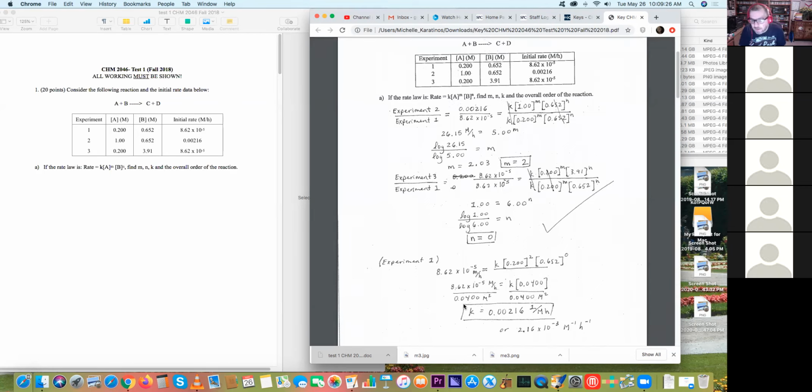Now, solving for K numerically is not really a big deal. It would just be this divided by whatever you get over here as the result once you multiply everything together. And we come up here with the K value being 0.00216. The units here, that can be a little bit challenging. So I'm going to go ahead and show you how to get those units.